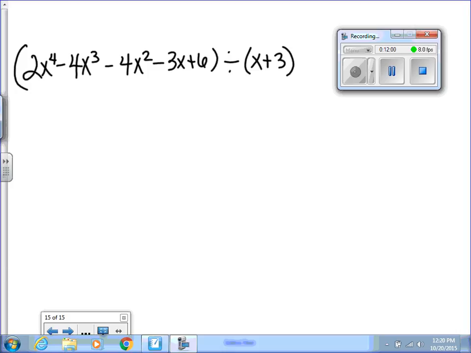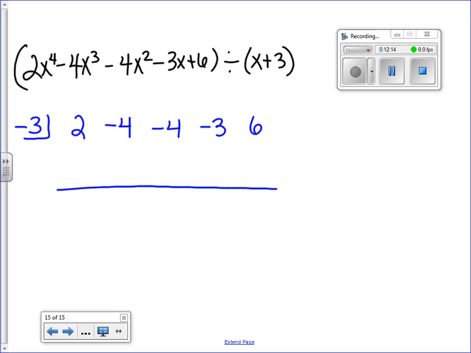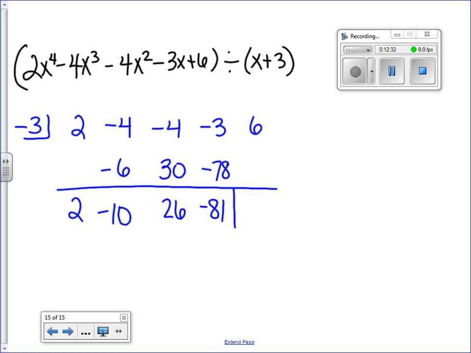Now, I'm going to put a negative 3 in my little half square. 2, negative 4, negative 3, 6. You bring the 2 down. Negative 6, negative 10. Oh, my bad. 30, 26, negative 78, 81, my bad. 243, and that's 249.